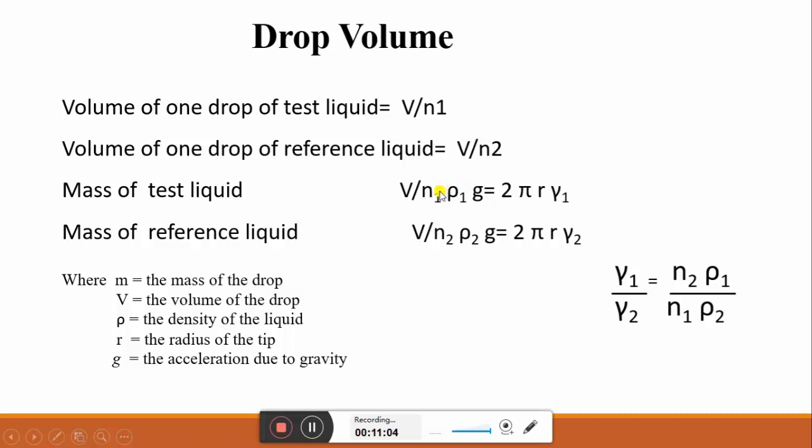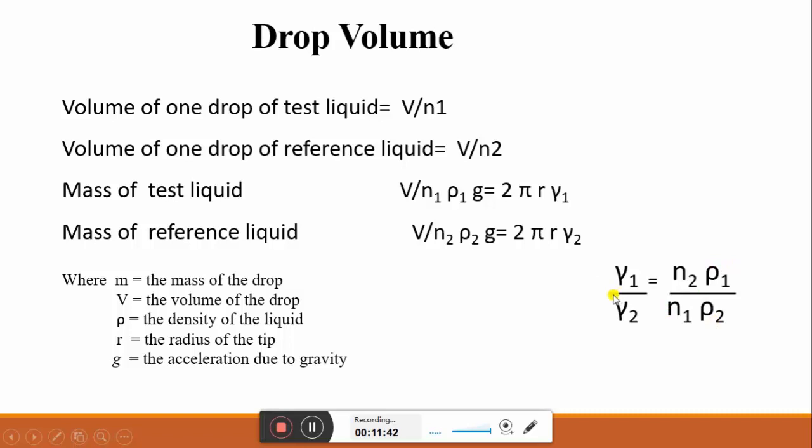Rho stands for the density of the test liquid, times g equals 2 pi r gamma 1, and the same equation holds for the reference liquid. We need to find out the surface tension of the test liquid. So when we divide equation 1 by equation 2, we get this equation, and it can be used for measurement of surface tension of test liquids with respect to a standard pharmaceutical liquid, for example, water. We can determine the number of drops of test liquid and reference liquid, and the density of test and reference liquid.